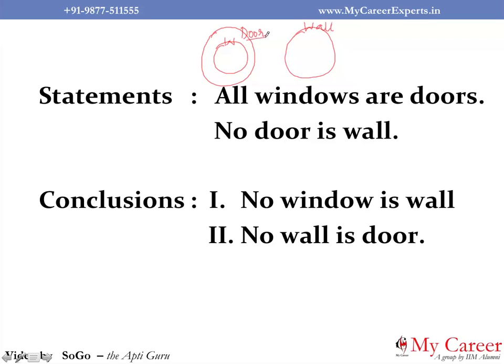If we have no relation between door and wall, definitely I will not have any relation between window and wall, because window is part of door. If door is not having any relation with wall, window will not have a relation with wall. So no window is a wall is right. No wall is a door is also right. So both the conclusions are true. My answer is E. Let us move to the next question.